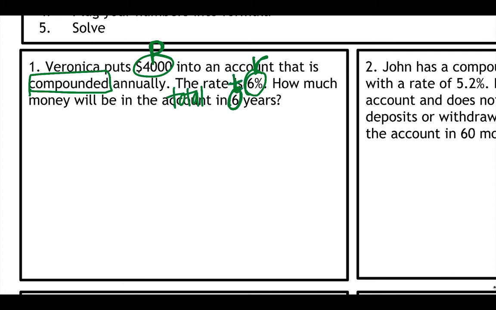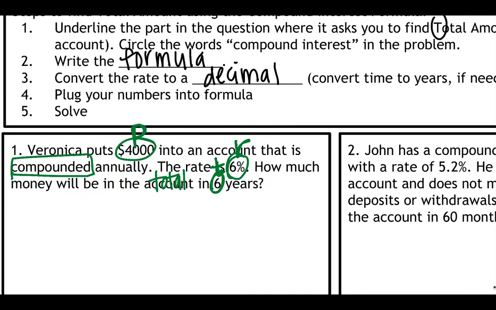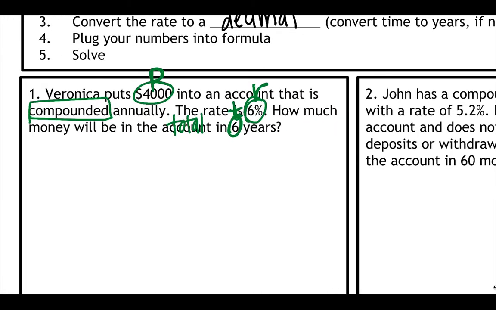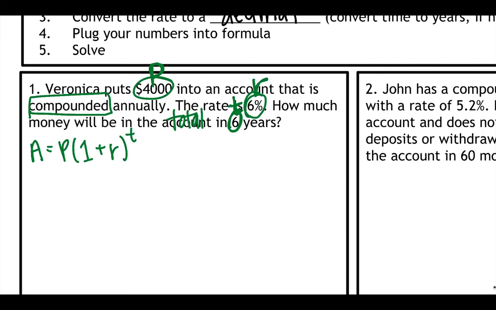So I know I'm doing compound, so I've got to write the compound formula. A equals big P, parentheses, 1 plus R, to the T power. Then underneath it, I'm going to put P equals 4,000. R is 6%, but I can't plug 6% in because it's not a number, so I'm just going to put 6 over 100. And then the time, it's already in years, so time is 6.